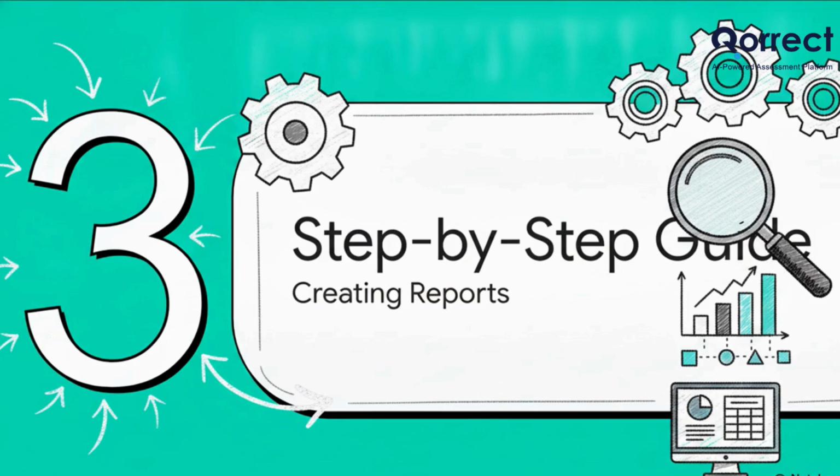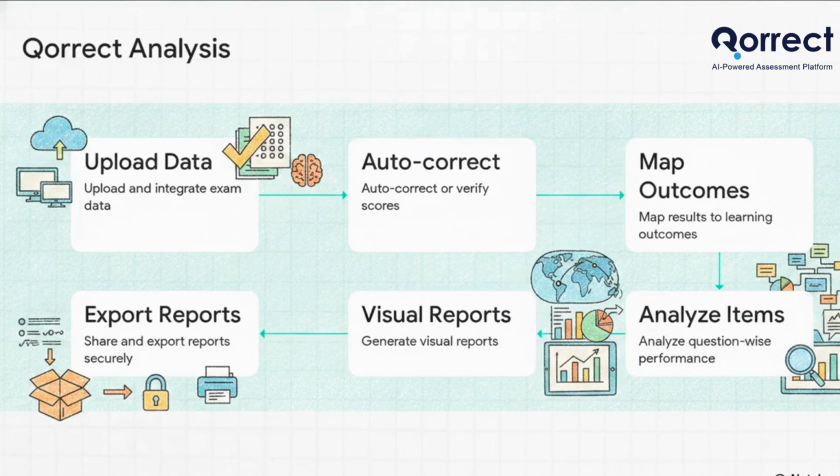But the Qorrect platform actually proposes a pretty slick solution for this. The source outlines this really smart 6-step process used by Qorrect. First, you just upload and integrate your exam data straight from your existing systems. Step 2, it uses standard rubrics to autocorrect or verify the scores. Step 3, it maps those results right to your learning outcomes.